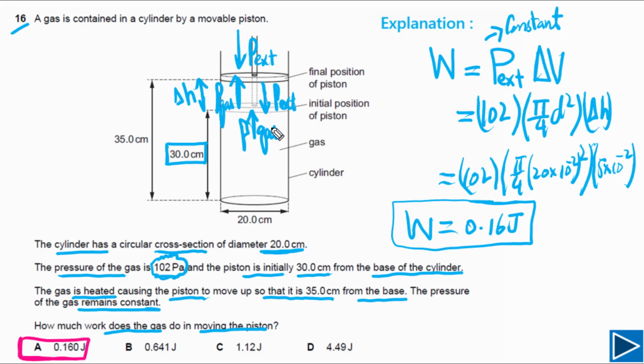Let me explain one more point. P of gas is only constant at the initial position and at the final position, but it is not constant between initial and final.